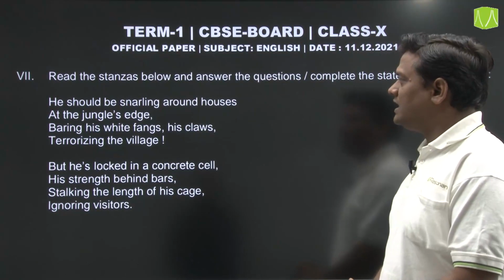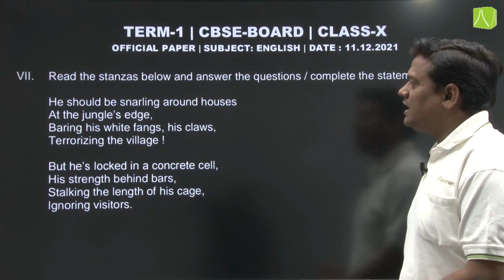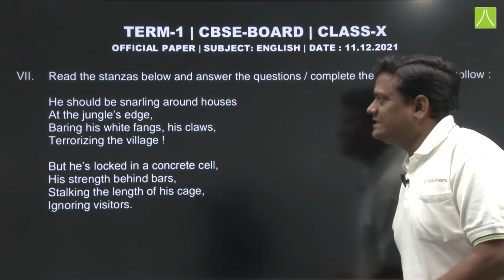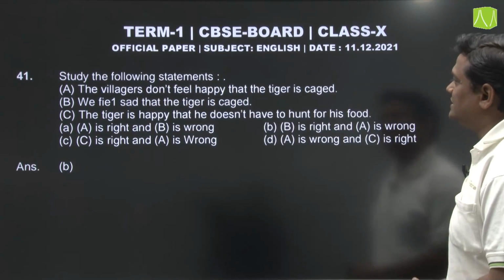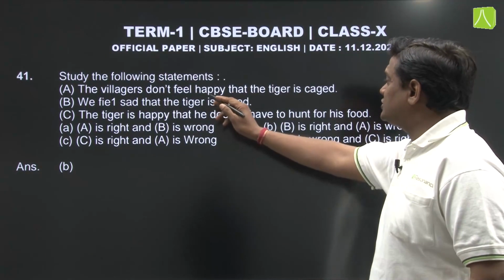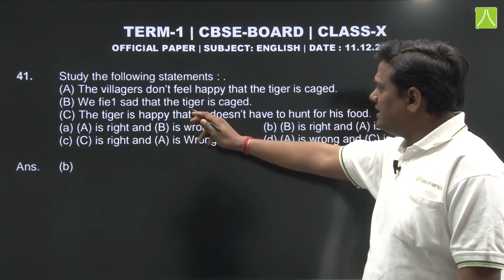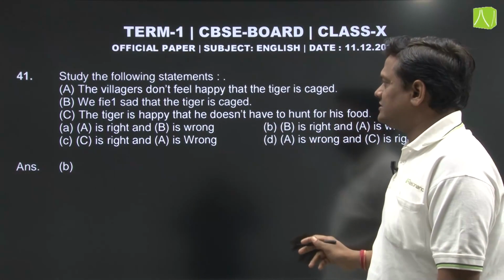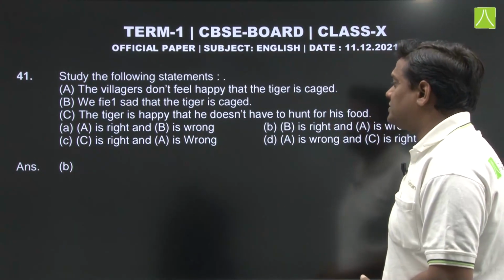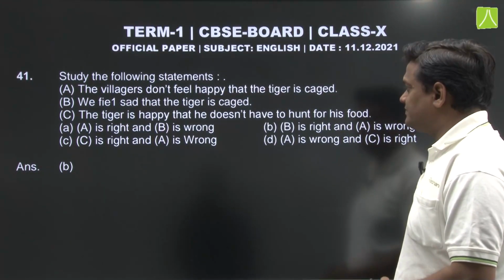Now we have a stanza from Beehive, from our poem A Tiger in the Zoo. After reading these two stanzas, we have to solve the questions. Question number 41. Read the following statements. The villagers don't feel happy that the tiger is caged. This is wrong. The tiger is happy that he doesn't have to hunt for his food. So option B is correct, B is right and A is wrong.